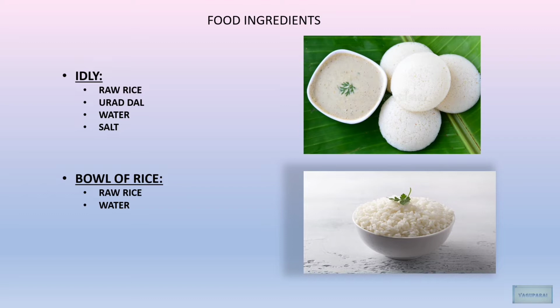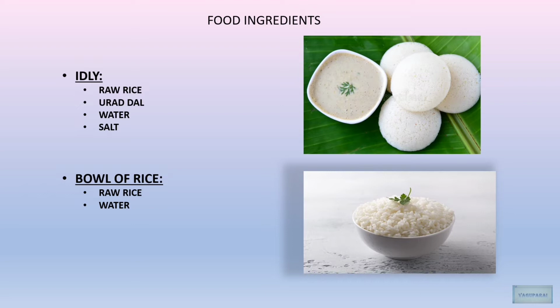We already saw what is food variety. Now we are going to get into the topic food ingredients. Ingredients mean the different substances that are added to make the food. So for example, let us take idli. Idli is made out of raw rice, urad dal, which is the pulse, water and salt.